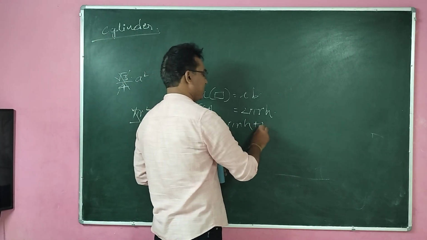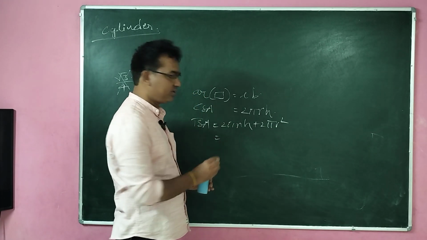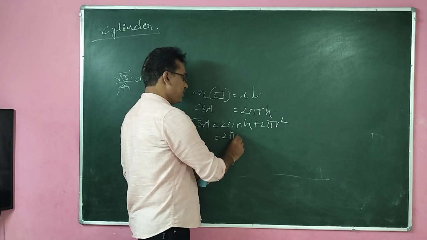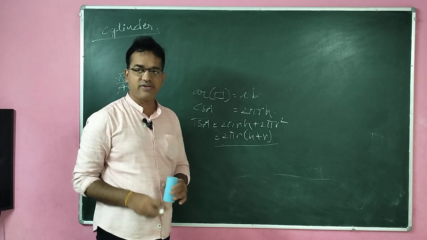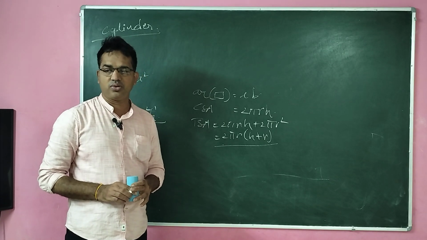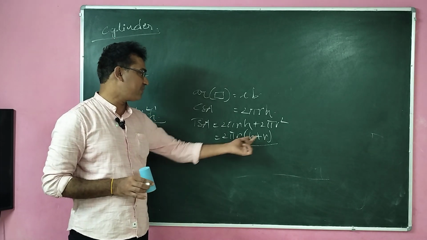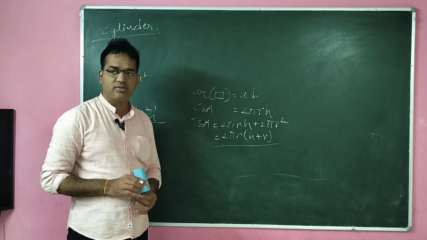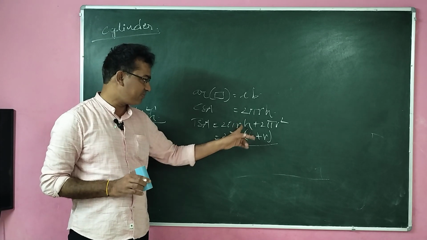That is 2 pi r square. So what is common here? 2 pi r. What is remaining? h plus r. So the formula to find the TSA, the total surface area of the cylinder, is 2 pi r bracket h plus r. Don't memorize this formula. Go to the original formula; it is easy to remember, not this one.